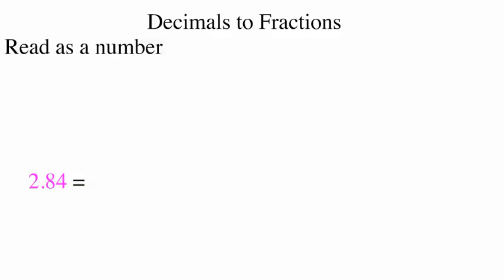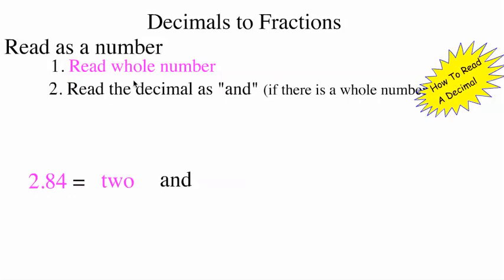Let's have a look. Okay, step one, we want to read the whole thing as a number. So this is 2 and 84 thousandths. So to do that, you read out the whole number, 2. Then step 2 is we're going to read the decimal as "and". Okay, so 2 and 84.